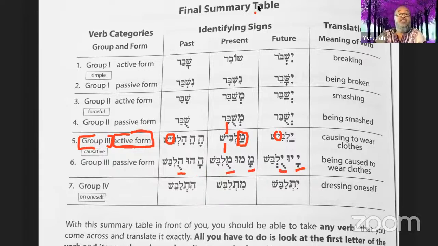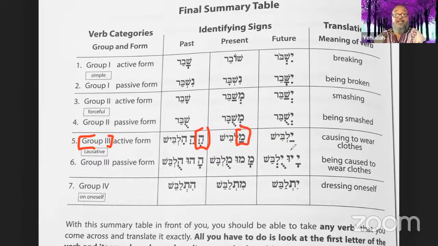So the only thing I really need to know is whether or not this hey right here, that's always going to be in the past. The mem is always going to be in the present. And this right here is always going to be in the future. So group number 3, they have a lot of similarities, but what they share is these letters. So actively and passively, it's always the hey, but it has some different markings underneath it. In the present tense, it's always a mem. Look at that.